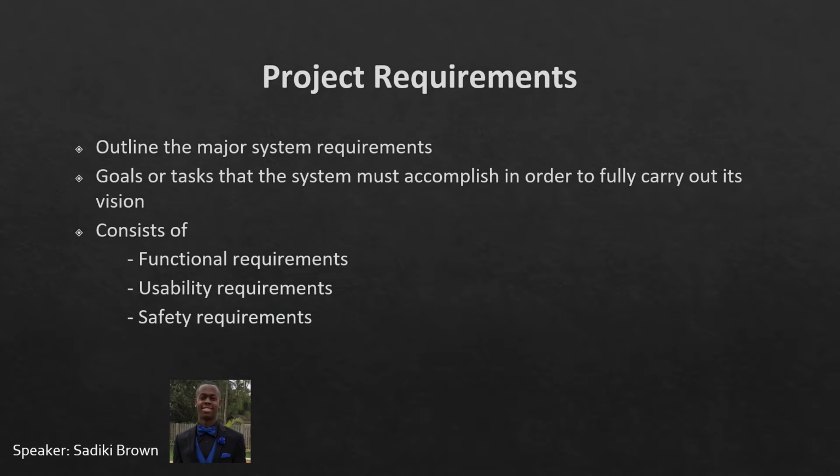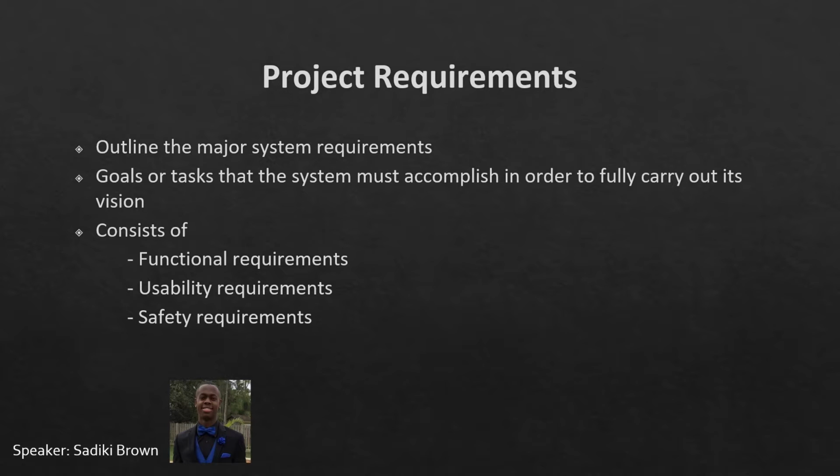This is team member Siddiqui Brown, and I'll be talking about the project requirements for the next few slides. The project requirements are an outline for the major system requirements. More specifically, they are the goals or tasks that the system must accomplish in order to fully carry out its vision. For our project, we have 3 different types of requirements: functional, usability, and safety.